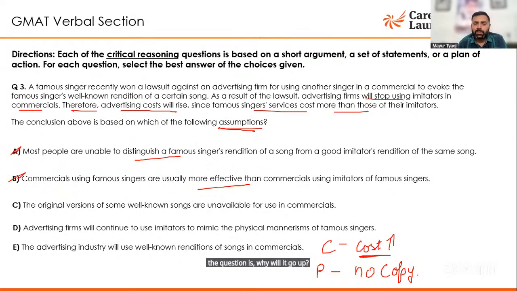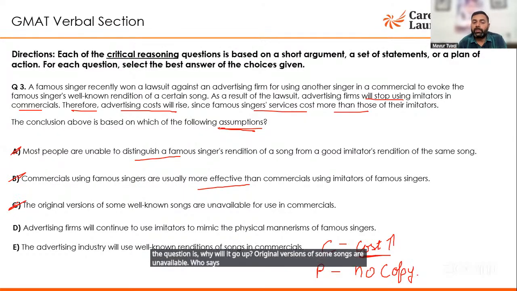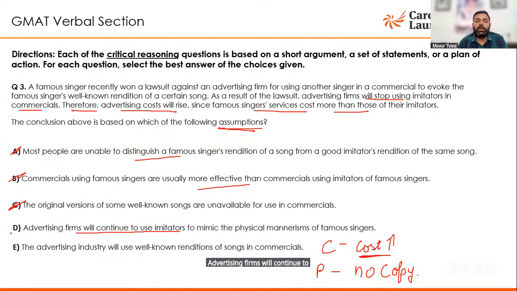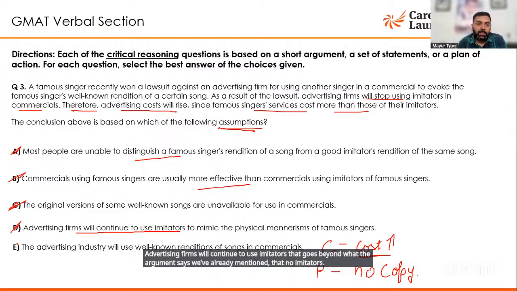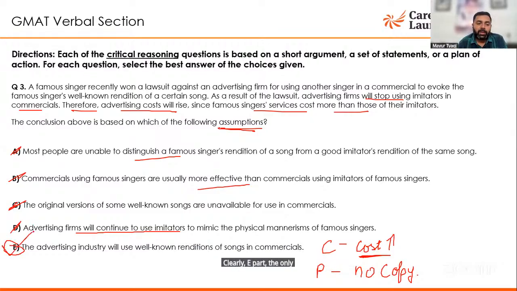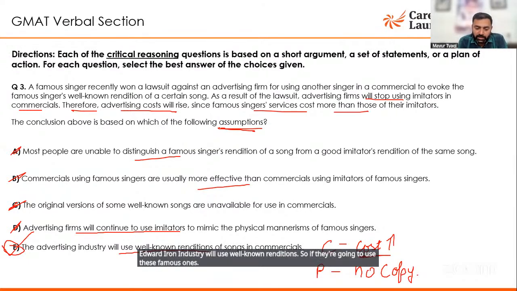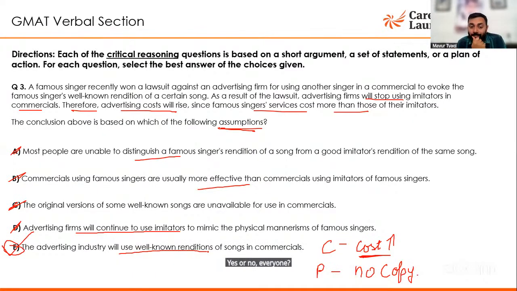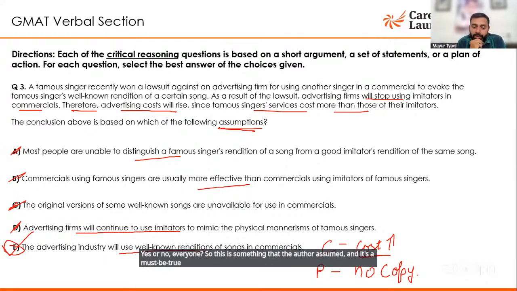Original versions of some songs are unavailable. Who says we only have to record the ones which are not available? Advertising firms will continue to use imitators. That goes beyond what the argument says. We've already mentioned that there are no imitators. Clearly, E part, the only logical choice, should have been advertising industry will use well-known renditions. So if they're going to use these famous ones, the well-known renditions, only then can I say that the cost will go up. Yes or no, everyone? So this is something that the author assumed, and it's a must-be-true statement for this whole argument to work.